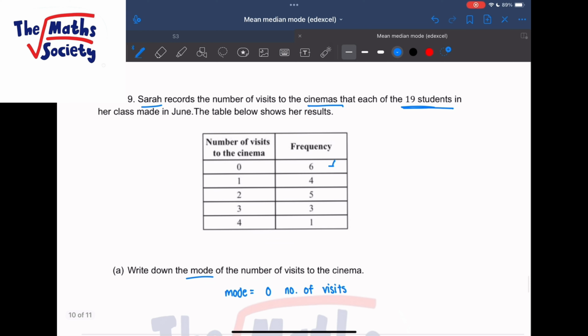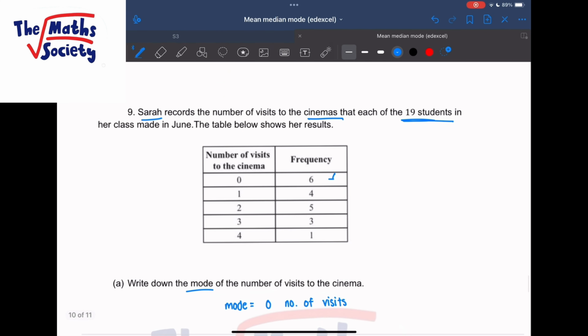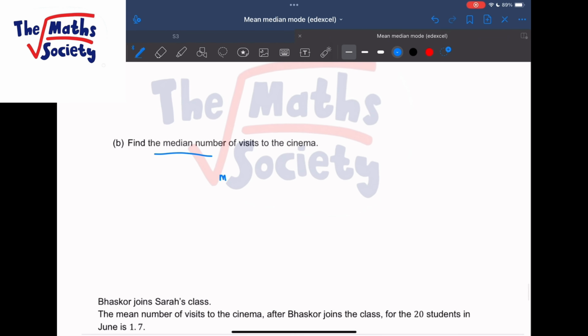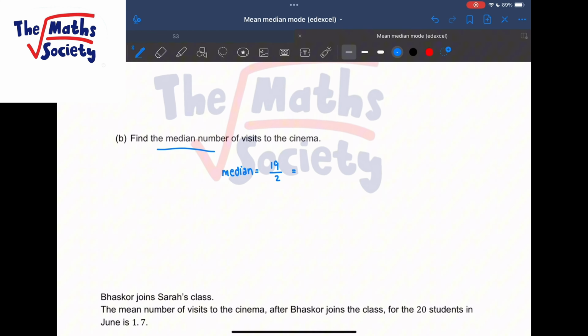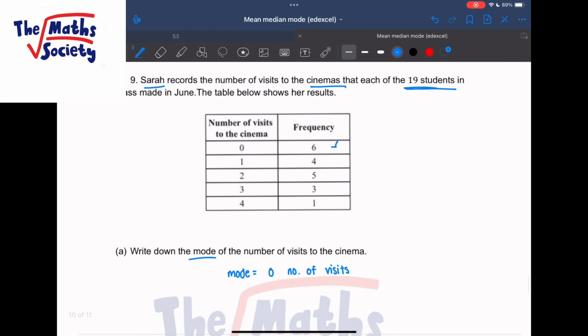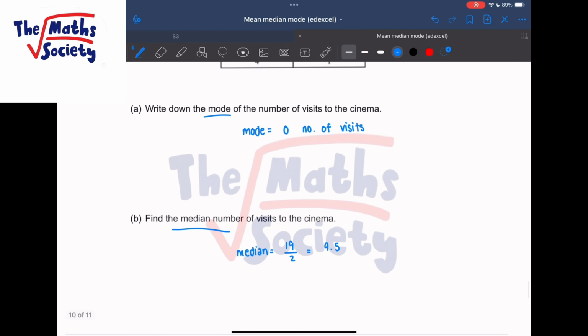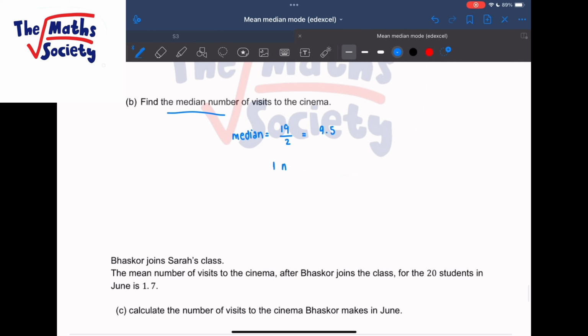Find the median number, so we just need to calculate the total. We know there are 19 students, right? So the median position has to be 19 plus 1 divided by 2, and that should be 9.5. Let me have a look. That is 9.5. So we need to know where 9.5 stands. So in here, frequency 6 and 4, when you add them, is 10, so it's already there. So we know that it has to be in 1. So the median is 1 number of visits.